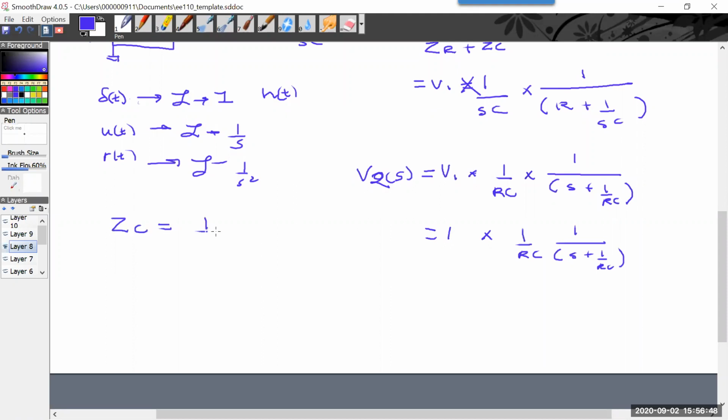Is that L? ZC equals 1 over SC. Is that what you're? No, these are arrows, not equals. Okay, sorry.